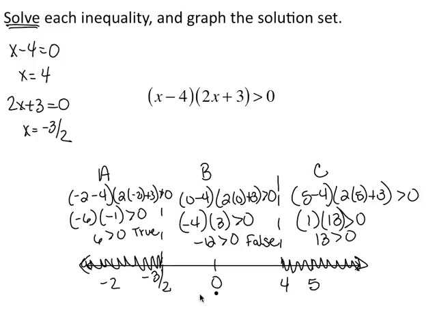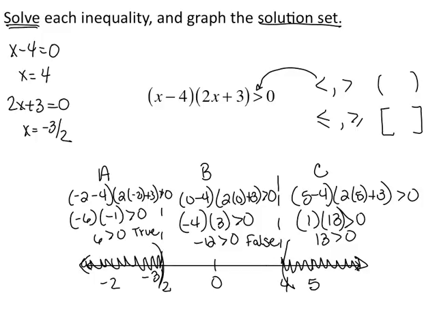So then the last part is to give the solution set. So recall that if we're using a less than or greater than symbol, we need to use parentheses on our endpoints because that means our endpoints are not included. If we have less than or equal or greater than or equal, we're going to use brackets because that means that our endpoints are included. In this case, we used a greater than symbol, so we're going to end up using parentheses.